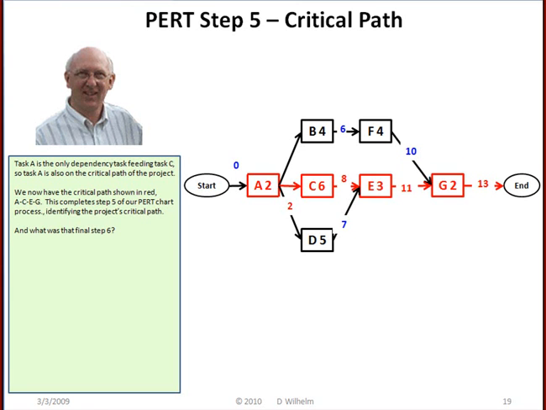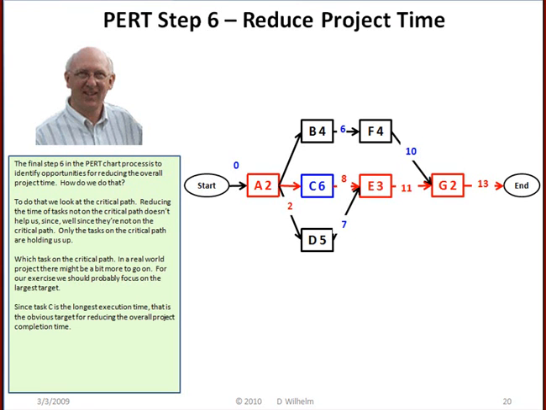And what was that final step 6? The final step in the PERT chart process is to identify opportunities for reducing the overall project time. How do we do that?